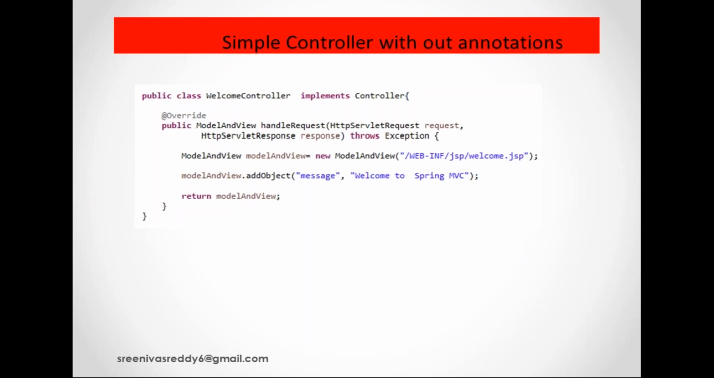And then how do you write your own controller? Simply write a normal, simple Java class that implements a built-in interface called Controller. The Controller interface has a method called handleRequest. Override the handleRequest method here, which carries two parameters: one is the request, the second is the response, and finally it returns an object called ModelAndView.